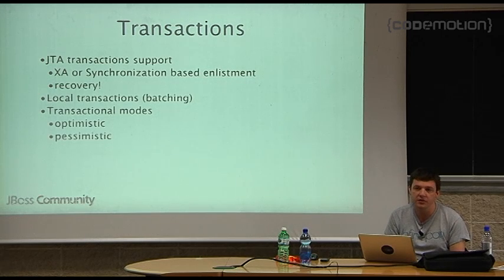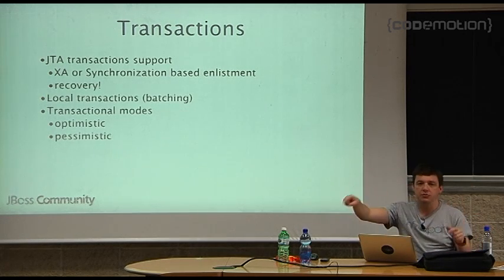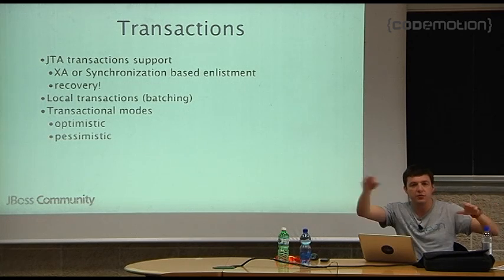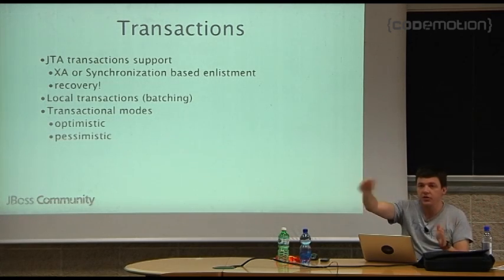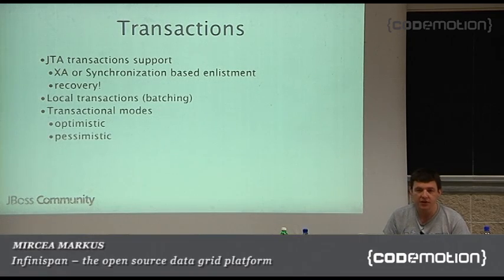So it can participate in distributed transactions. From the classic bank transaction example in which you move money from one account to the other, you can keep one account in Infinispan and another one in a database, and you can run a distributed transaction on top of the two resources. It also supports recovery, which is an XA requirement. It has support for local transactions or batching, local transactions being used when Infinispan is the only participant in the transaction. You just want an all or nothing batch operation.